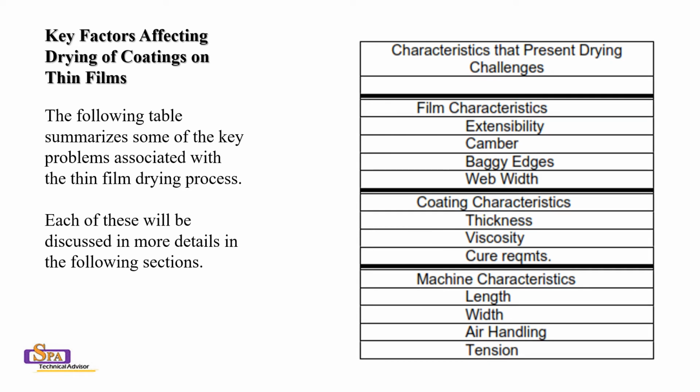The characteristics that present a challenge during drying. The film characteristics, number one is extensibility or stretching, camber, baggy edges, web width. The coating characteristics like thickness, the viscosity, and the curing requirements. The machine characteristics like the length, width, air handling, and tension on web.